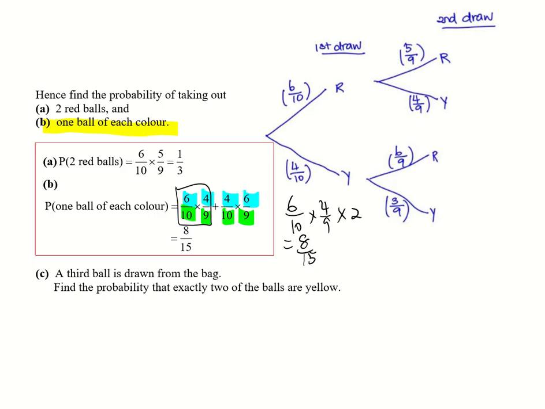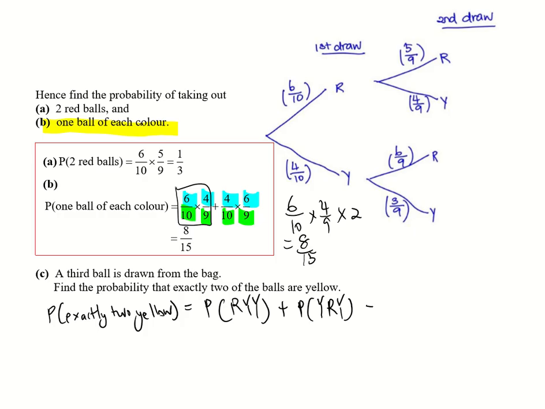In fact, we want to find the probability of exactly 2 yellow, which means we could have the probability, let's say, the red ball is drawn first, then the next two are yellow, plus the probability yellow first, and the red one is second, and the last one is yellow, plus the third case, probability yellow, yellow, and the third is red. So let's do it step by step.